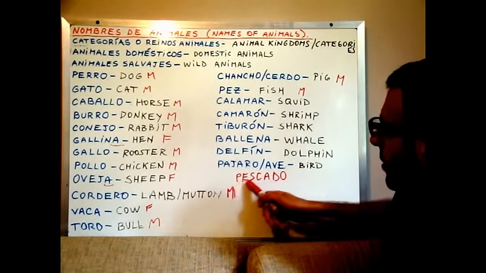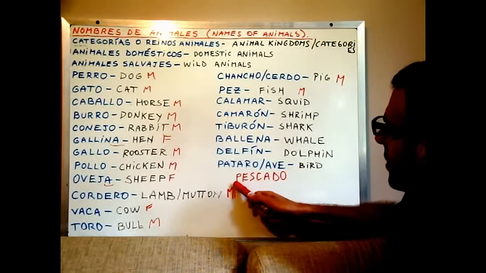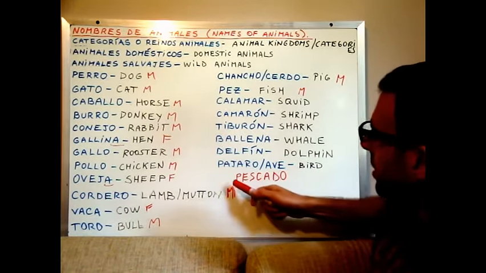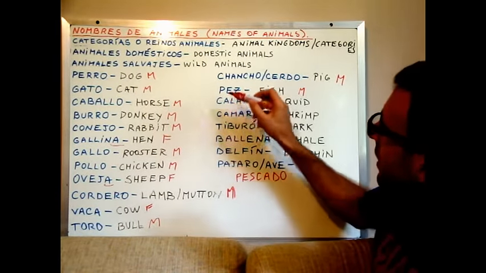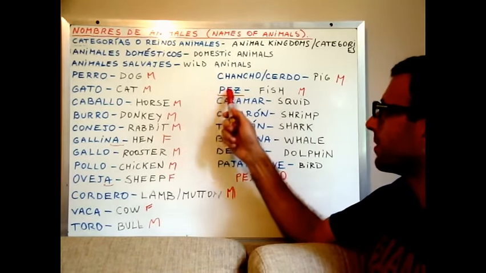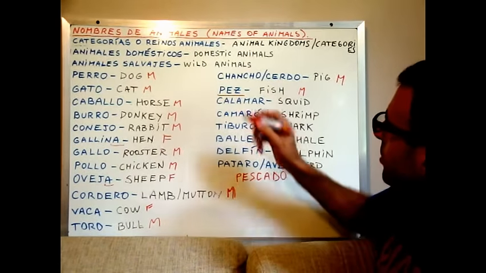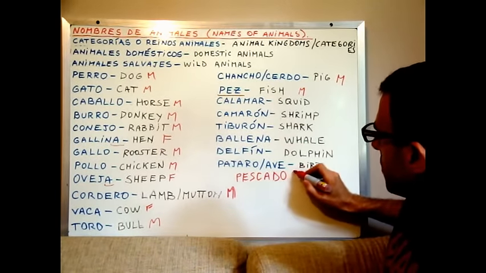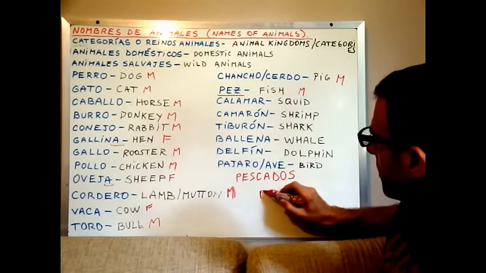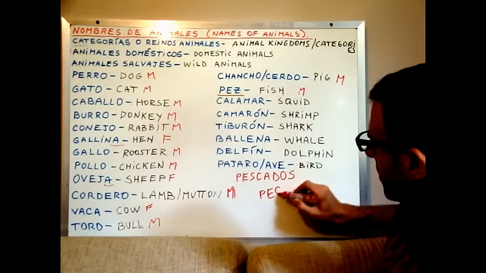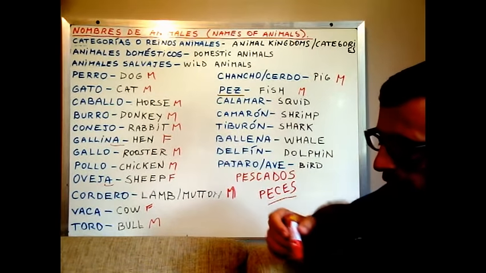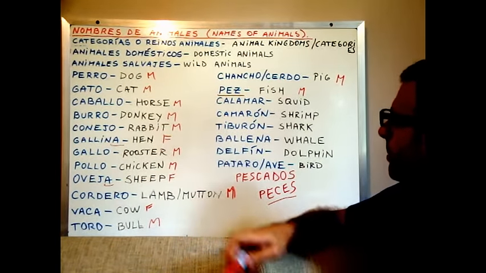El pescado. So this is the dead fish, for example, the one we eat, pescado, and this is the living fish, the one that is in the water, okay, pez. And the plurals would be, for pescado, pescados, and for pez, peces. These are fish in plural, peces.